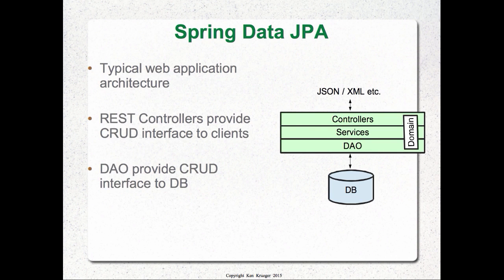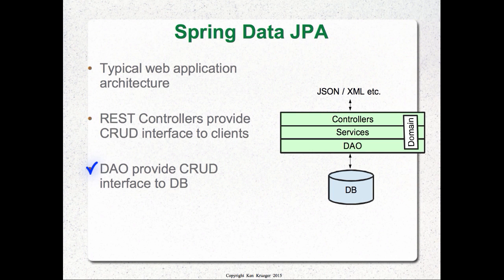Now, in that last slide, I mentioned something about Spring Data JPA. Spring Data JPA is another really neat area of technology in Spring. It's actually not part of Spring Boot. It's something else entirely. Now, if you take a look at a typical web application architecture, such as that which you see here on the right, you see I have controllers and services and DAOs and kind of a structured, layered architecture here. And my controllers are returning JSON and XML, and my DAOs are usually talking to a relational database. The REST controllers provide the CRUD interface to the clients, and the DAO is providing the CRUD interaction with the database.